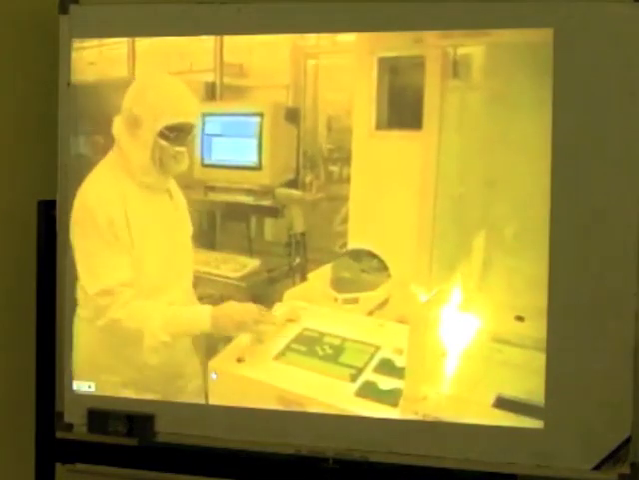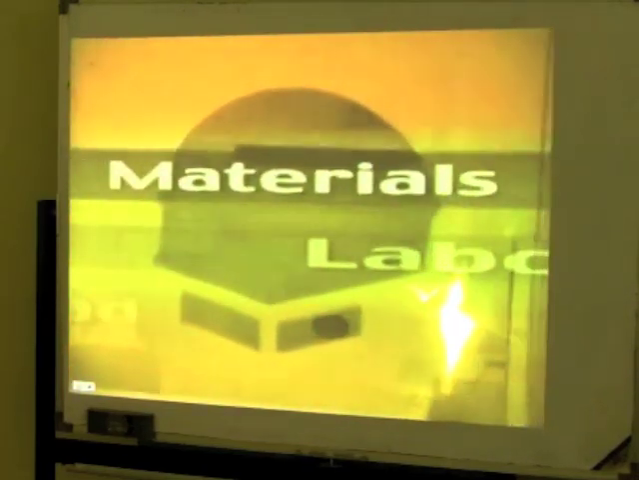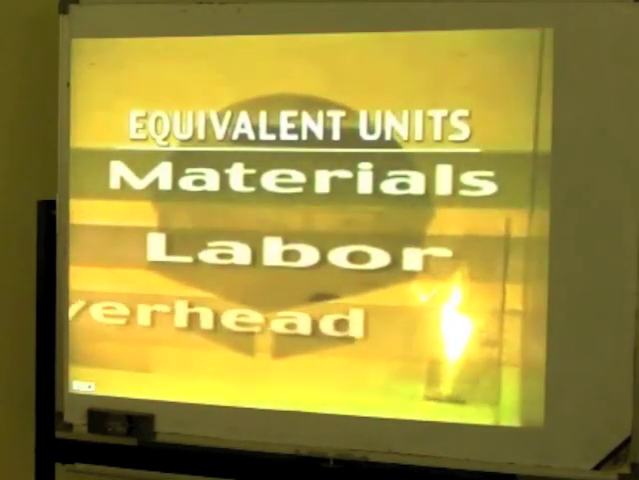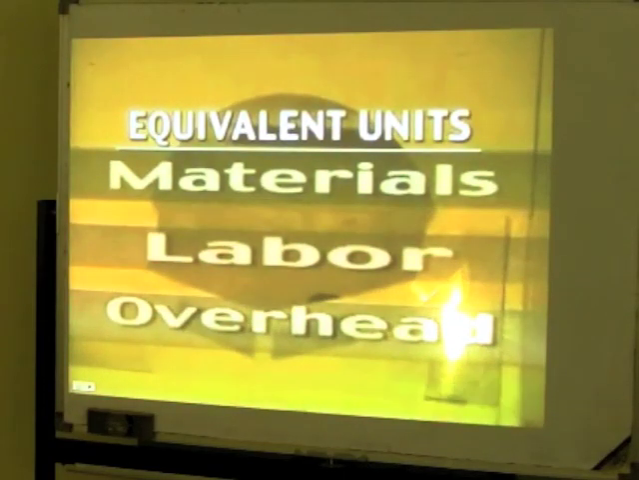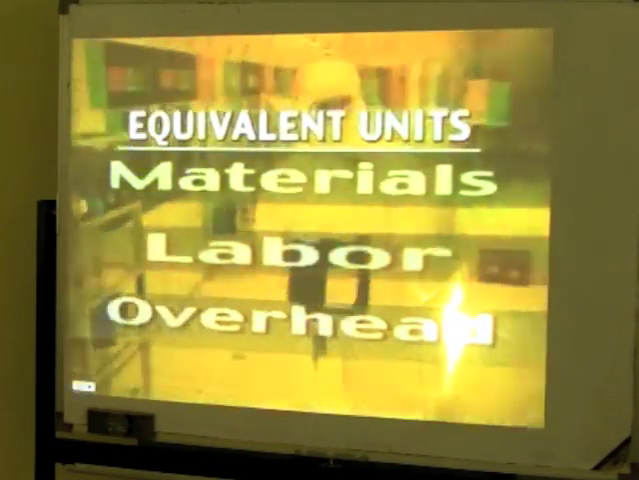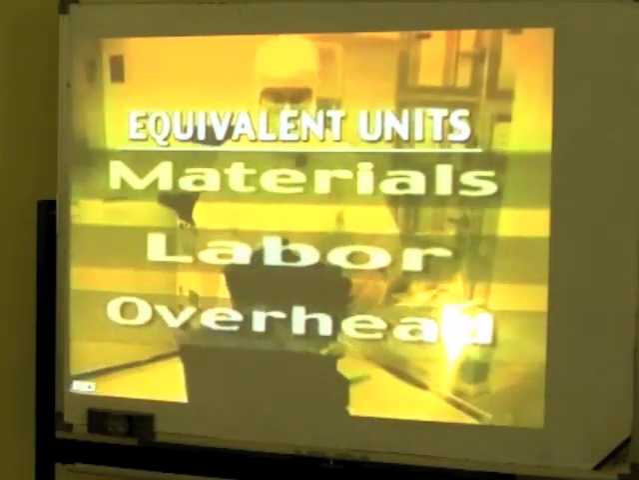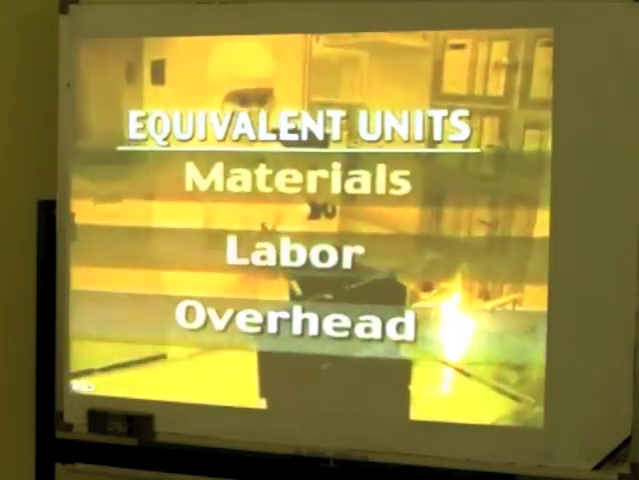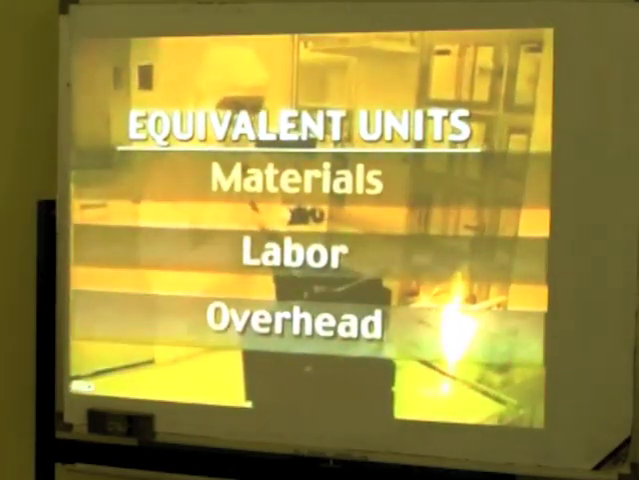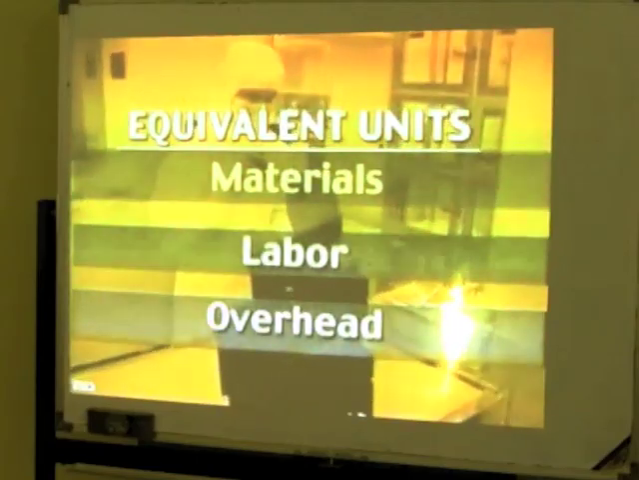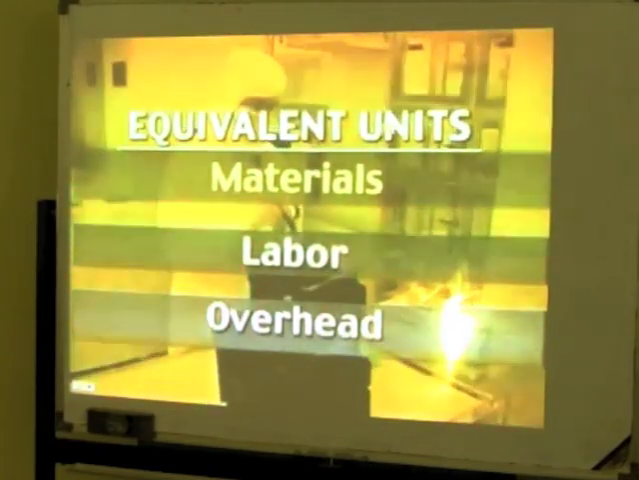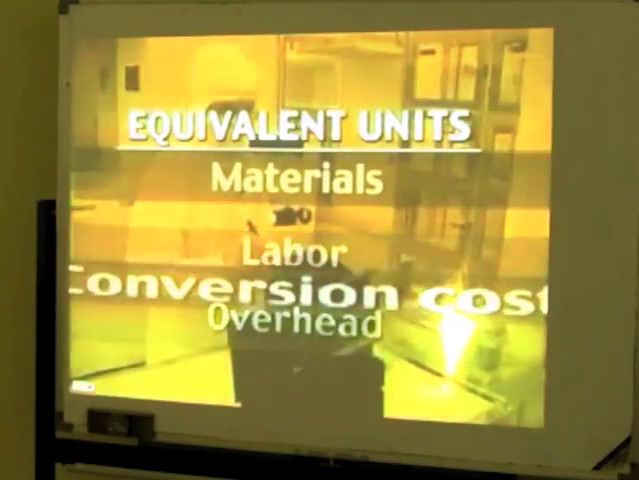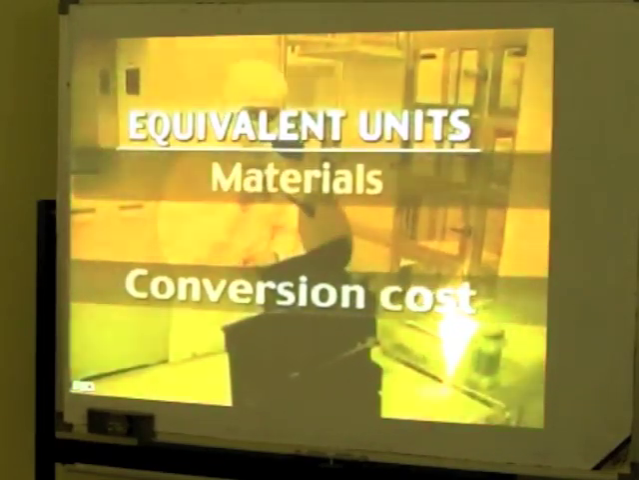One complicating factor is that materials, labor, and overhead are not necessarily added to the product at the same rate. Therefore, equivalent units must be calculated individually for each of these categories. This is simplified somewhat if overhead is applied using direct labor as an allocation base, in which case the equivalent units for direct labor and overhead will be the same. In process costing, labor and overhead are often linked together as a single element called conversion cost.